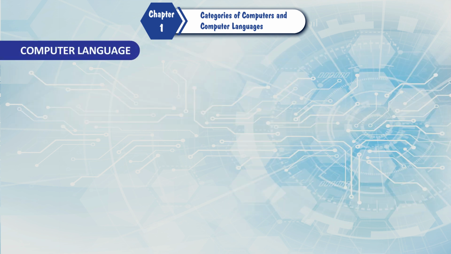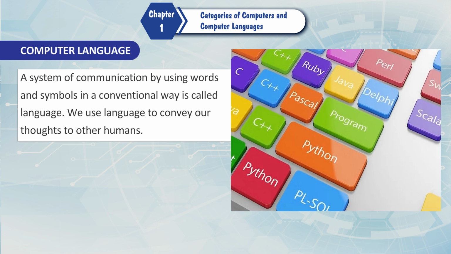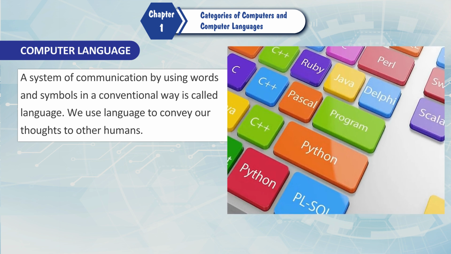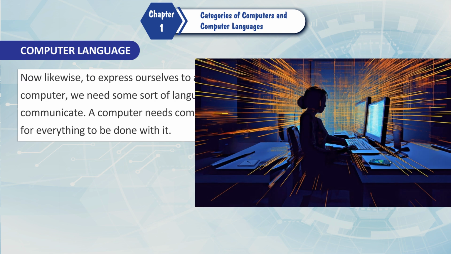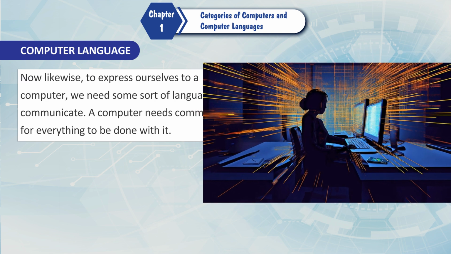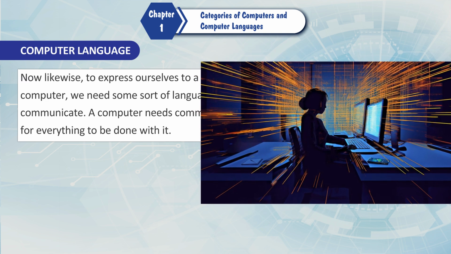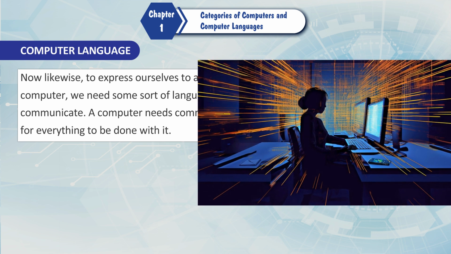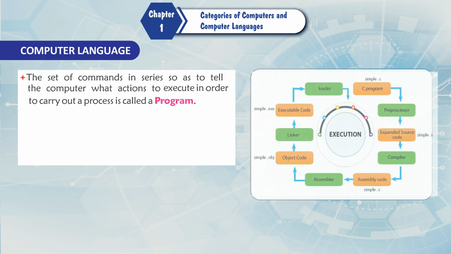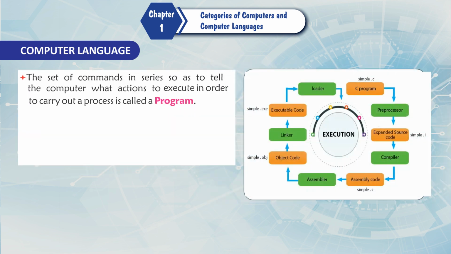Computer language. A system of communication by using words and symbols in a conventional way is called language. We use language to convey our thoughts to other humans. Now likewise, to express ourselves to a computer, we need some sort of language to communicate. A computer needs commands for everything to be done with it. The set of commands in series so as to tell the computer what actions to execute in order to carry out a process is called a program.